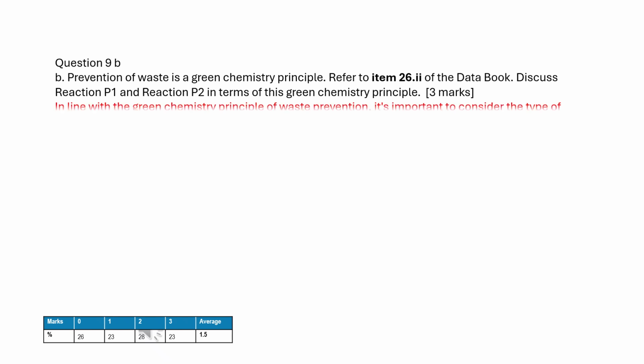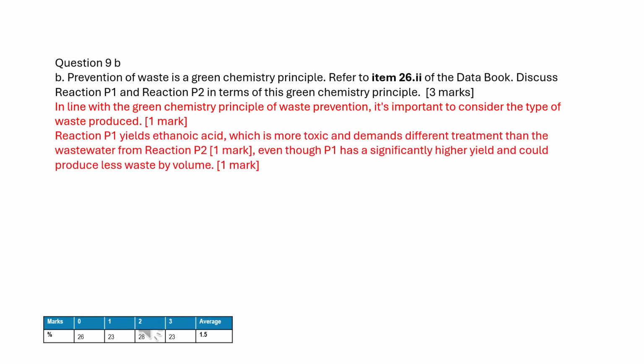In line with the green chemistry principle of waste prevention, it's important to consider the type of waste produced. Reaction P1 yields ethanoic acid, which is more toxic and demands different treatment than the wastewater from reaction P2, even though P1 has a significantly higher yield and could produce less waste by volume.